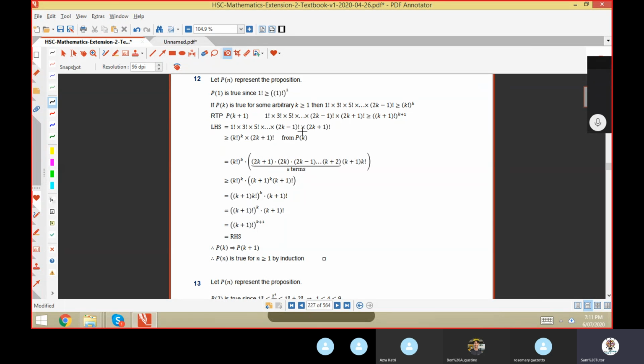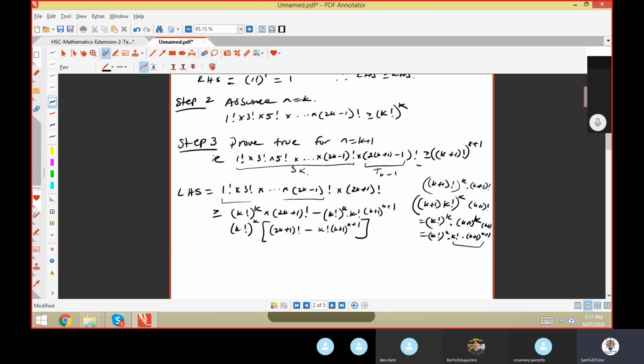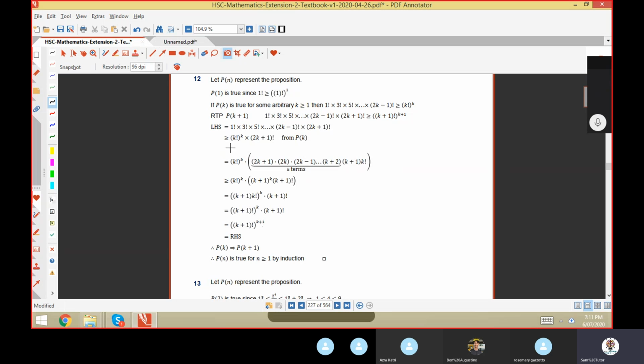But here it is. So that's your k value, like we had, right? And then your k plus 1, and then you end up with that is greater than or equal to k factorial times 2 to the power of k times 2k plus 1 factorial. Then this obviously is still k factorial to the k. 2k plus 1 factorial can be written as 2k plus 1, 2k minus 1, all the way until you get to k plus 2, k plus 1, then k, k minus 1, and then all the way down to 1. Right, that's the logic of it.